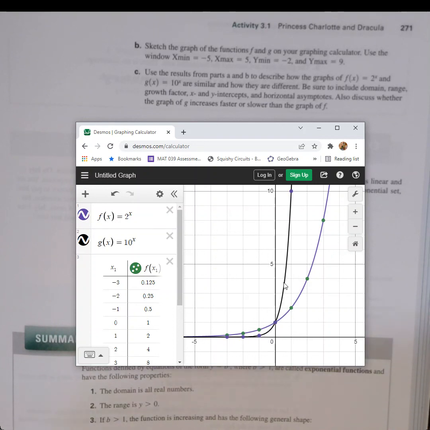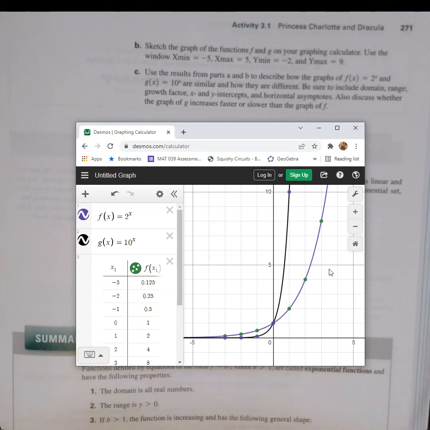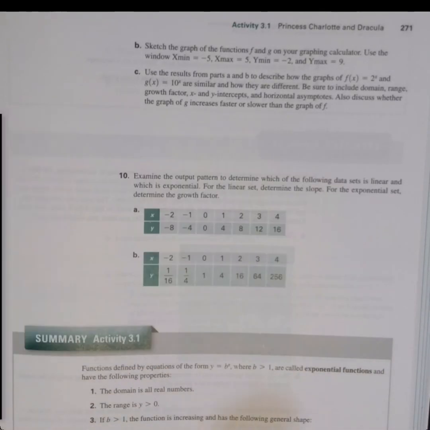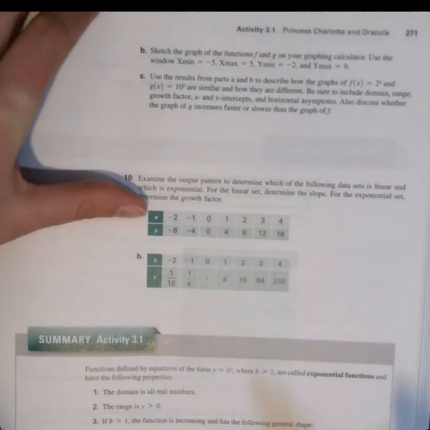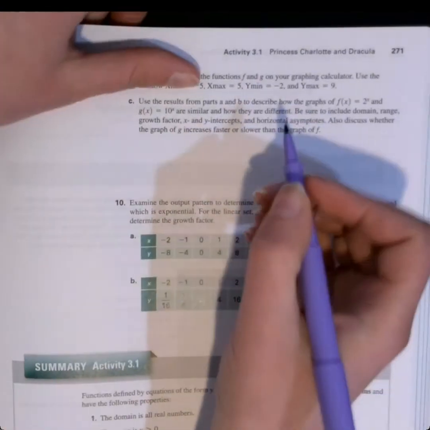Same shape. As you can see, the one that grows more rapidly is also shrinking more rapidly on this side. So it's lower and then it's higher. This one is going to be a little higher and then a little lower, but they have the same basic shape. All right, so we're going to just discuss the results, how they're similar and how they're different.